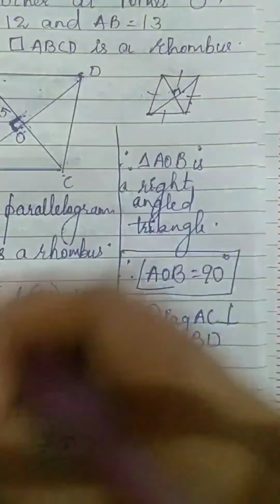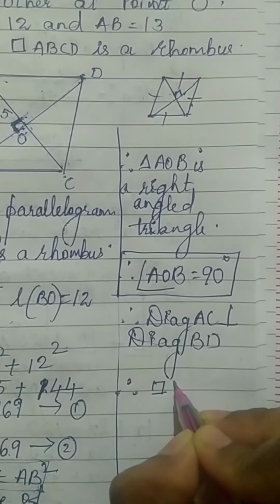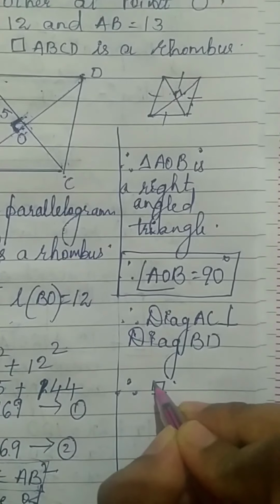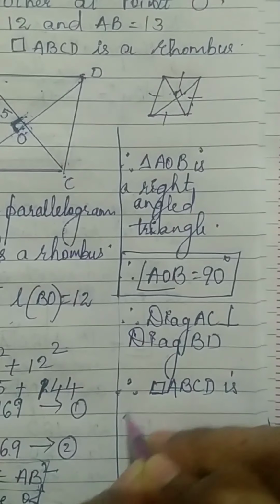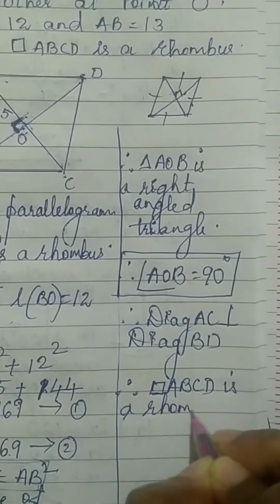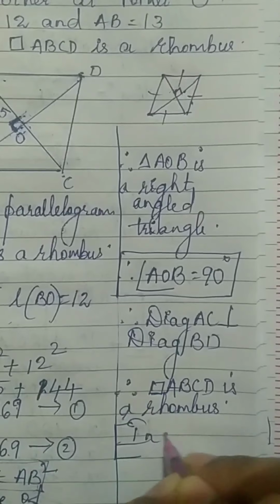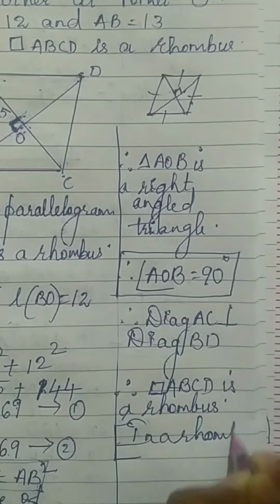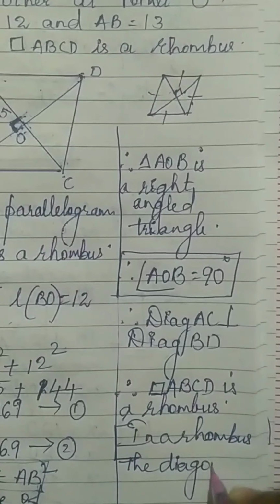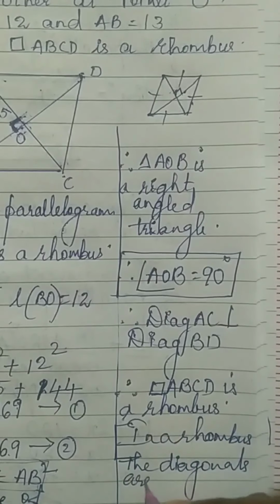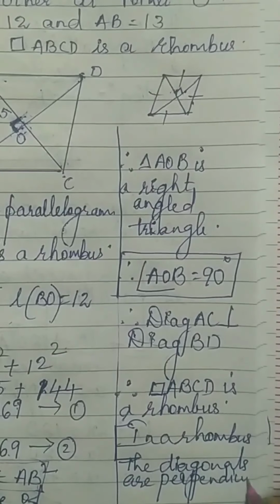Therefore, if the diagonals are perpendicular to each other, then it becomes a rhombus. That means the rhombus test is passed. Therefore, quadrilateral ABCD is a rhombus. Okay. Now, you will write down that property of rhombus. In a rhombus, the diagonals are perpendicular to each other.